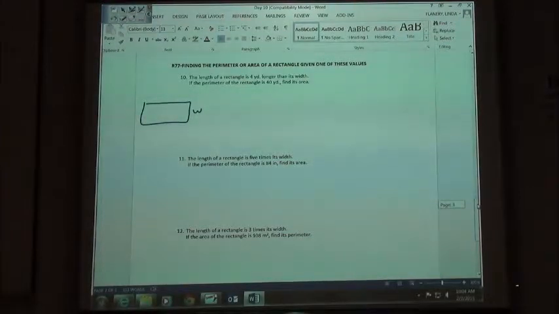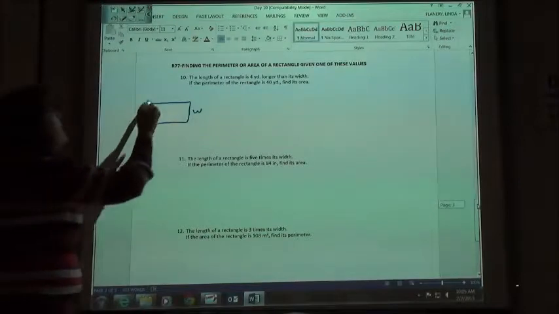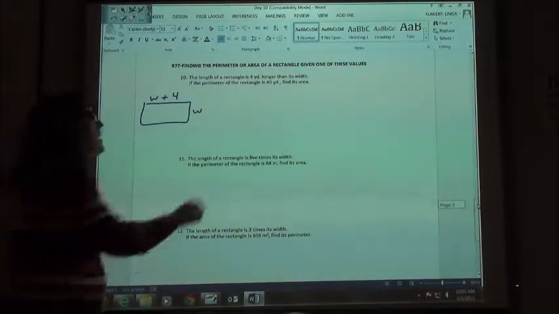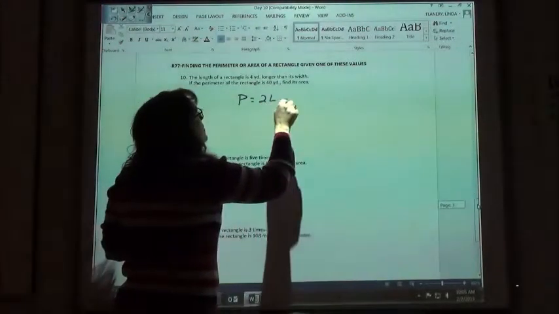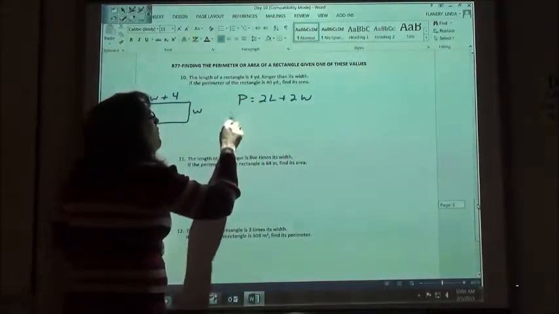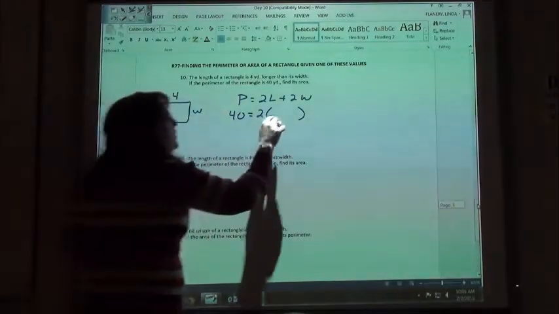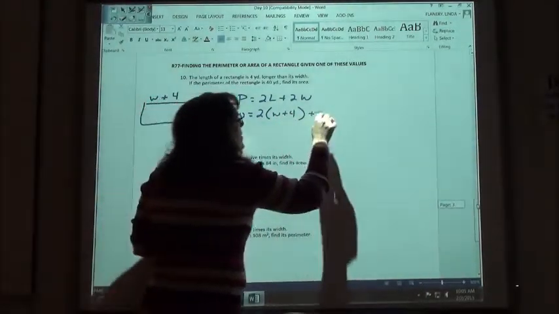If I'm longer than something, what am I going to do? Should I add, subtract, multiply, or divide? 4 yards longer. I'm going to add, right? So I'm going to label this side as W plus 4. Now it tells me my perimeter is 40. So just like on those previous problems, perimeter is 2 lengths plus 2 widths. So 40 is going to equal 2 times, and in for my length, I'm going to use the W plus 4 plus my 2 widths.